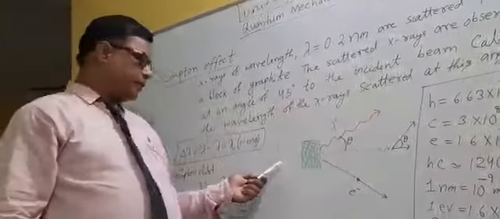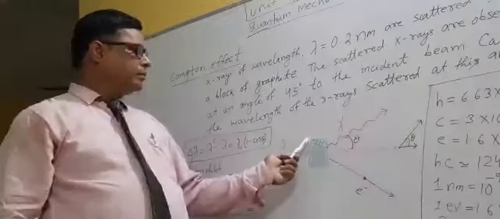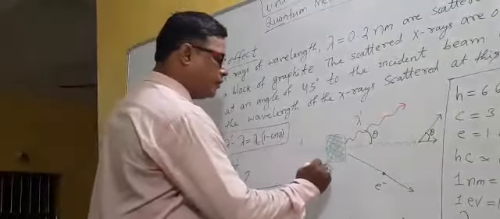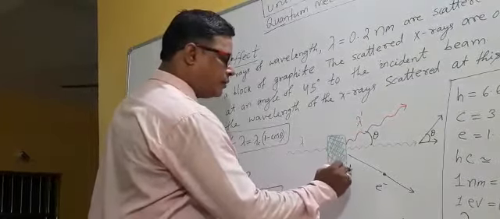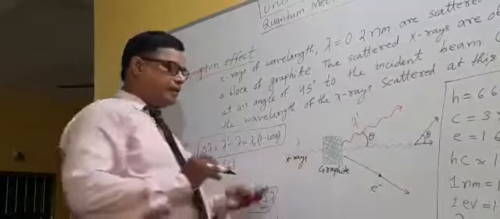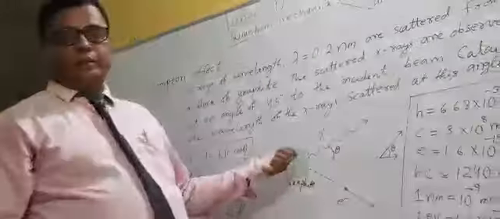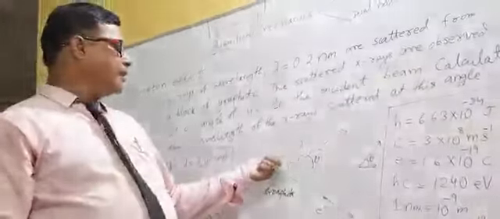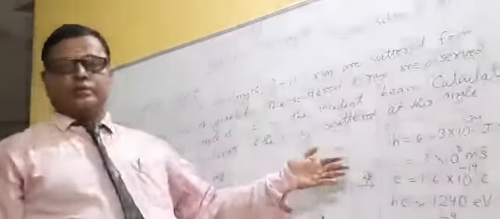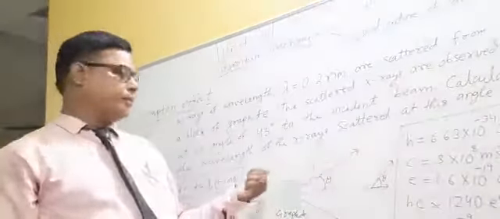So let us come to the figure. It is an X-ray beam incident on a graphite crystal. Then what happens? Some rays pass through due to the presence of gaps between the atoms, the interatomic spaces. So some rays pass through without any scattering. Some rays are scattered due to the presence of the atoms.